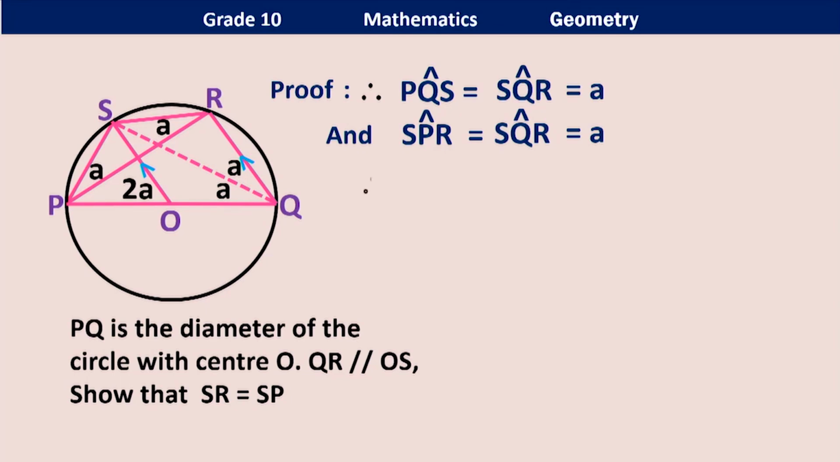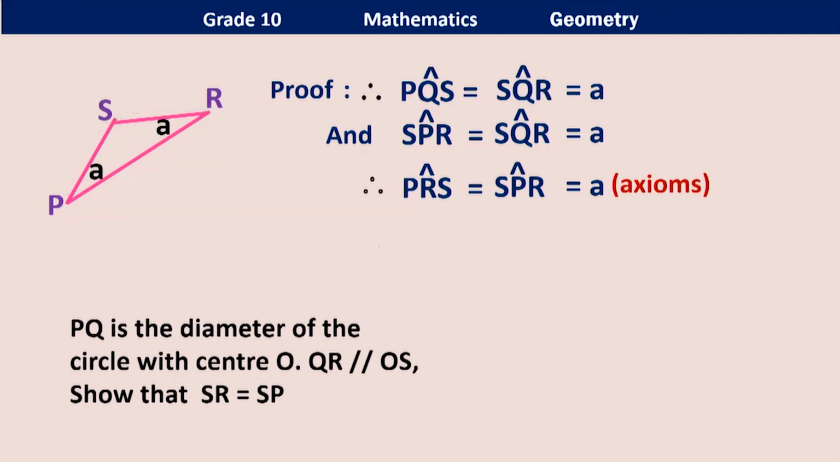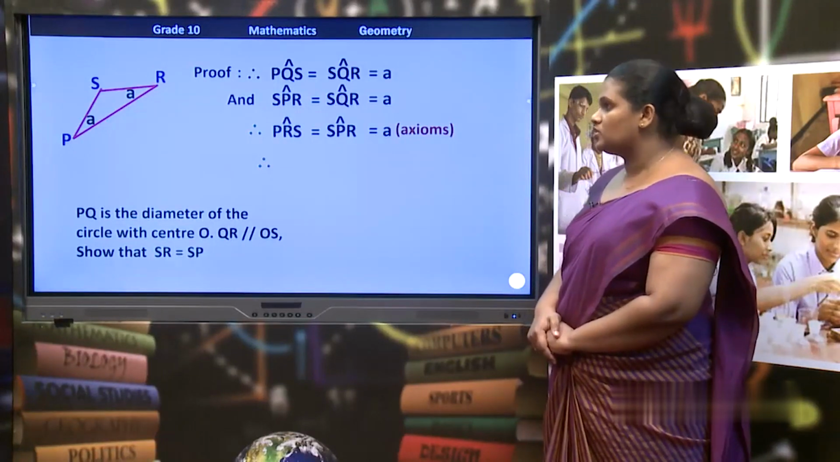So, using these two equations, we can get another equation as angle PRS is equal to angle SPR. Since both of them are equal to angle SQR, we can get a common relationship as angle PRS is equal to angle SPR, that is equal to A. We got this relationship using the knowledge of axioms. Right. Once again, I have got a part of my figure. Therefore, I have got the triangle SPR. We know that angle SRP is equal to angle SPR is equal to A.